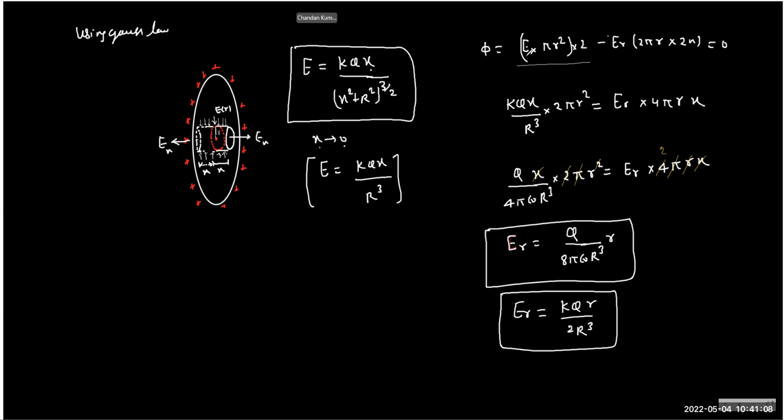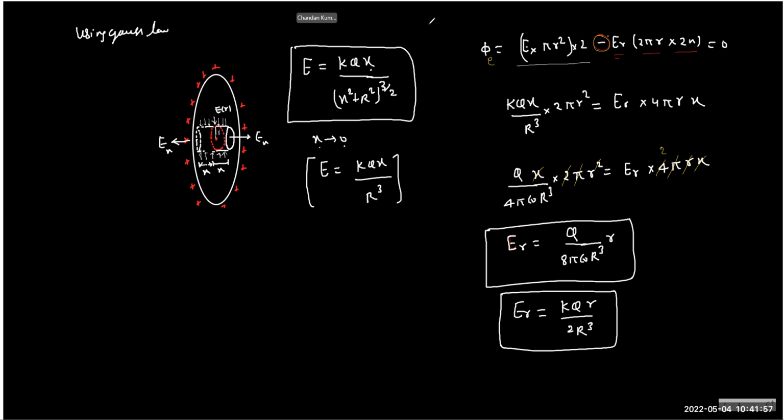And the electric field will be radially inward. It will be entering the cylinder from the side surface, right? Therefore the flux will be Er into 2 pi r h, which is 2x, and it is minus because it is entering into the cylinder. So the net flux is 0 because there is no charge enclosed in this cylinder. The charge is 0, so flux will be 0.